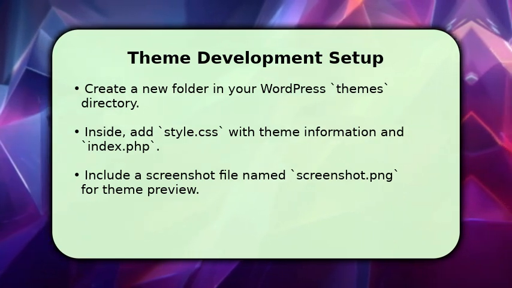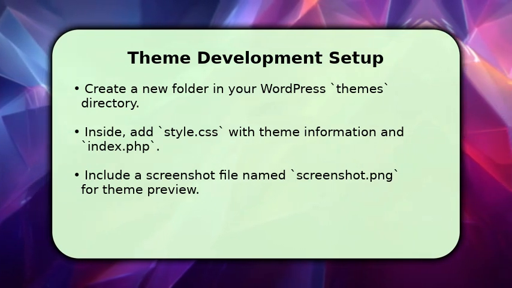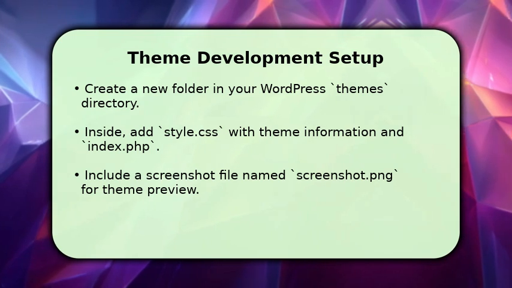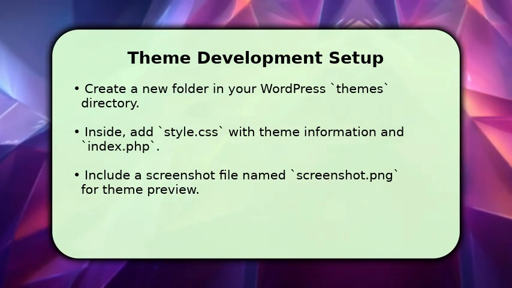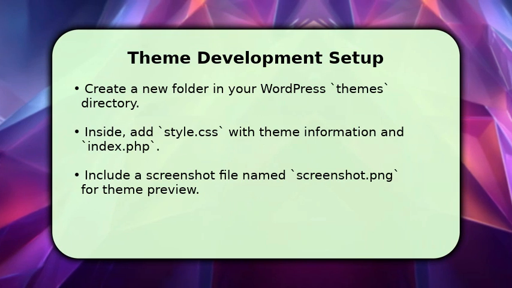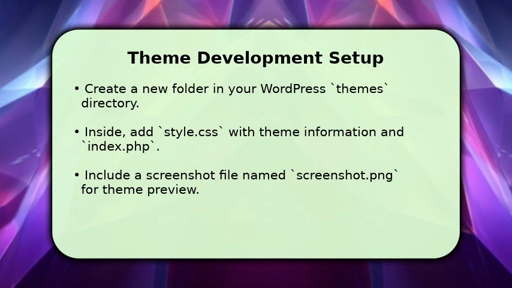To begin, navigate to your WordPress installation's wp-content/themes directory and create a new folder for your custom theme. Inside this folder, you will place your style.css and index.php files. Remember to include a screenshot.png image which will represent your theme in the WordPress dashboard. Once these are in place, head over to your WordPress admin area, find your new theme under Appearance, and activate it. You are now ready to start building.